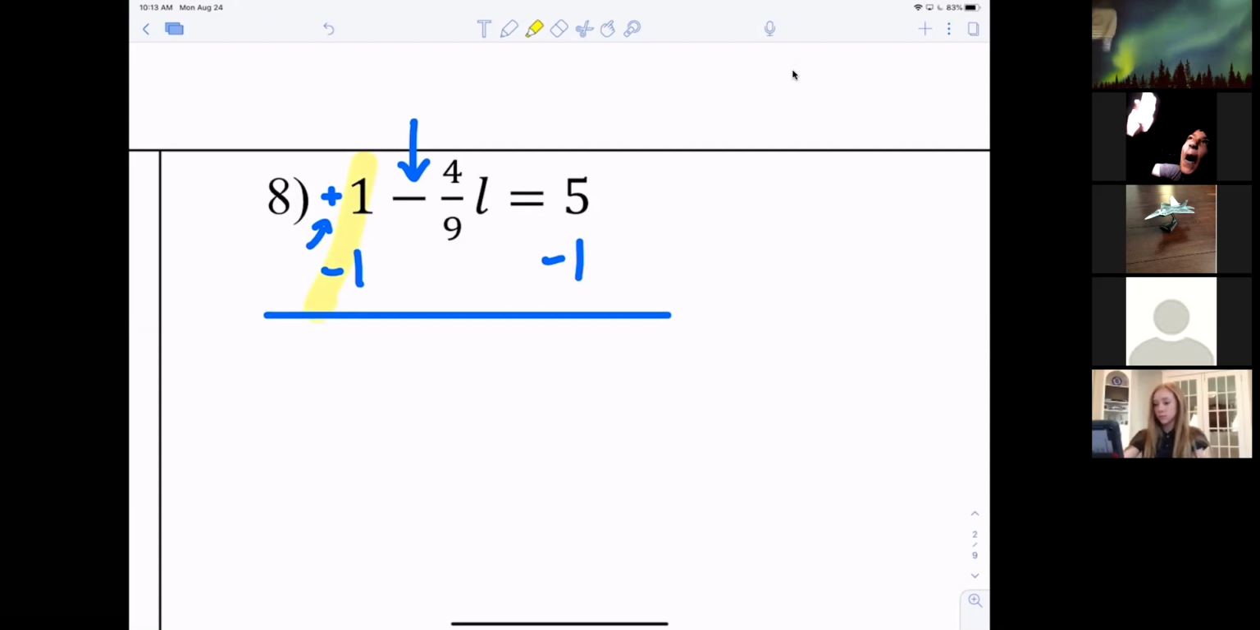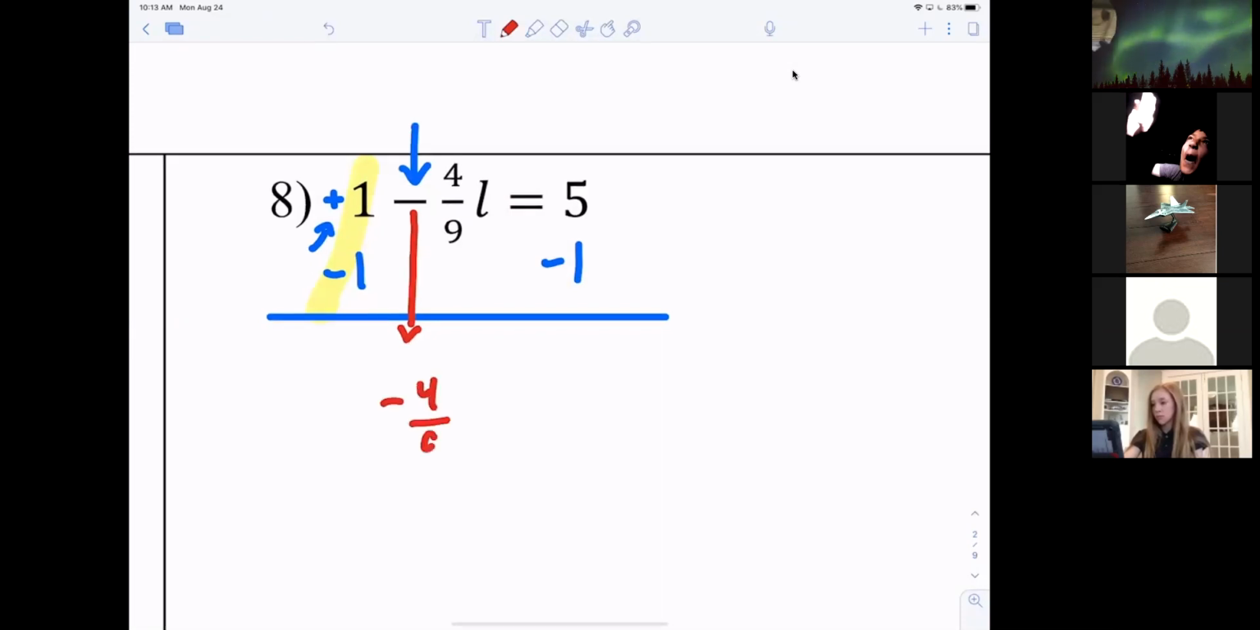Cancel. Now, the next biggest mistake kids make is they forget that this drops down. So this is negative 4/9 L equals what? 4. Thank you, Jack. But this is Caroline's problem. Oh, I'm sorry. You're going to kill me now. All right. So here we go. Now, final step. Yes, we're going to multiply by the reciprocal. Thank you very much.